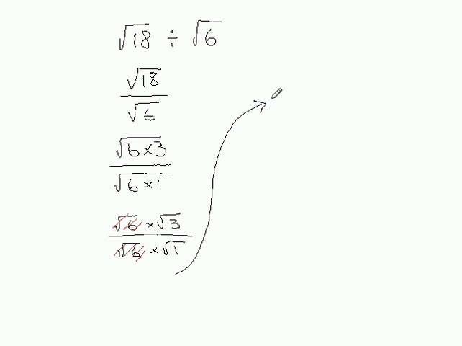And what I'm left with is the square root of 3 over the square root of 1. Now we know that the square root of 1 is equal to 1, so that gives us root 3 over 1, and anything divided by 1 is the same as itself, and so the answer is just root 3.